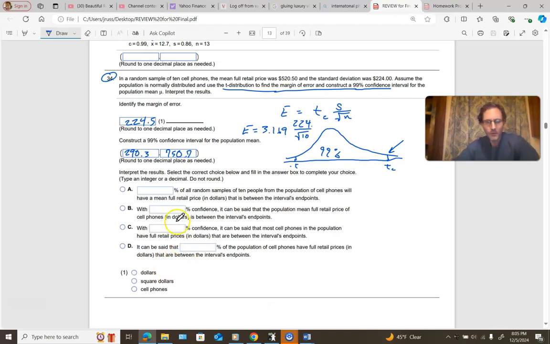Now, to interpret our results, let's look at this. What this means is that 99% of the time, each time you take a sample, or if you were to take 100 samples, 99% of those confidence intervals built around each of those sample means will encapsulate the true population mean. Okay, that's literally what this means. So let's look and see here.